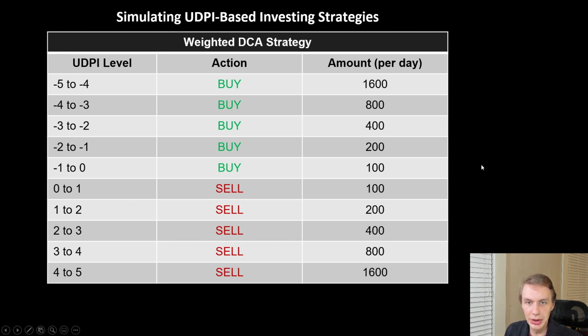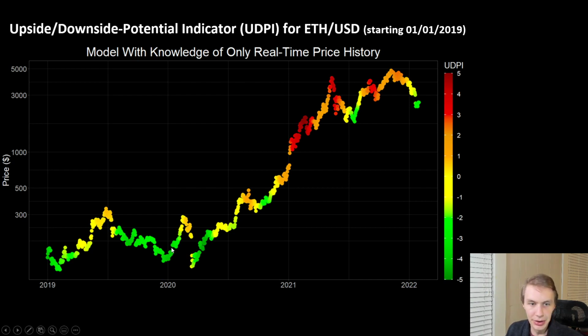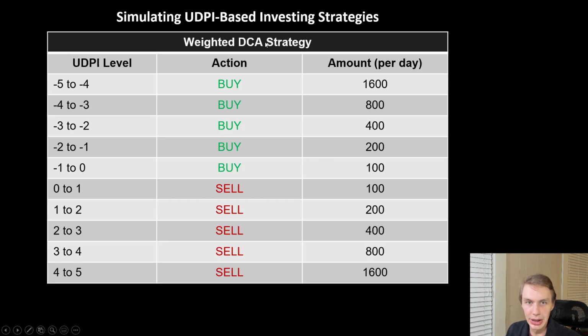So the strategy I'm going to be using based on the UDPI is a dollar cost averaging type of strategy. And dollar cost averaging just means that you're putting in money over time. The reason you might do this is that you can average in at these low risk points and get kind of the best average cost basis. Then you average out over the top. You're not trying to catch the absolute top or bottom. You're just trying to average in towards the bottom, average out towards the top. That's the idea with the DCA strategy.